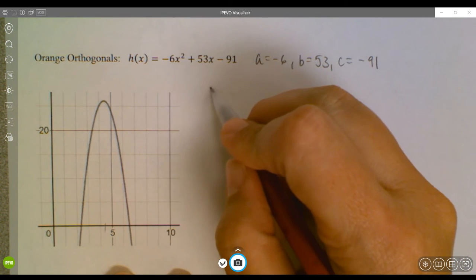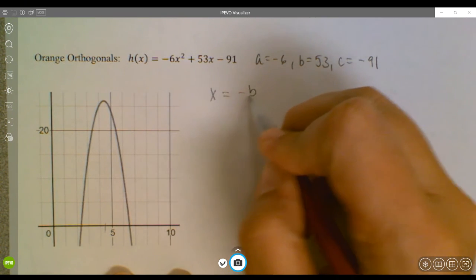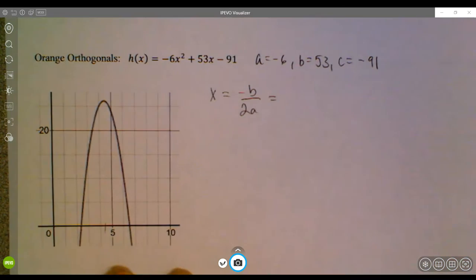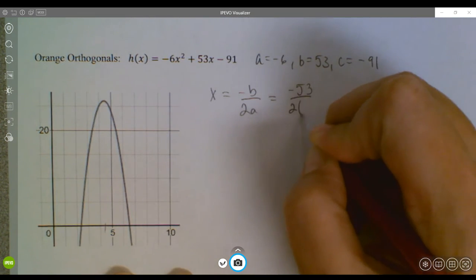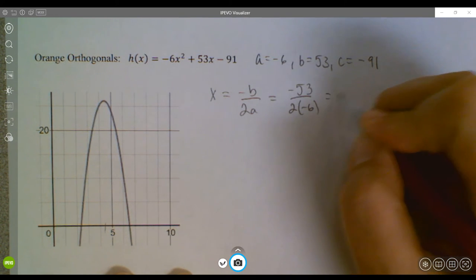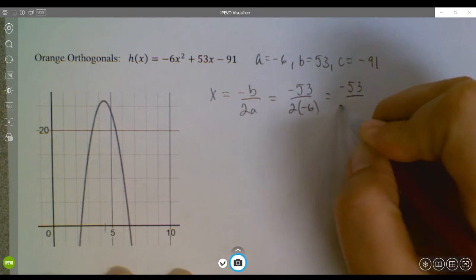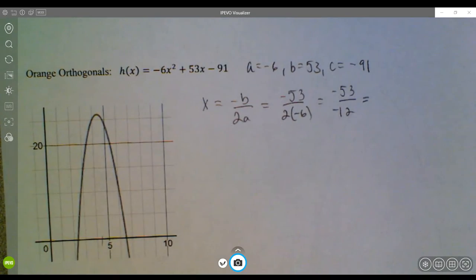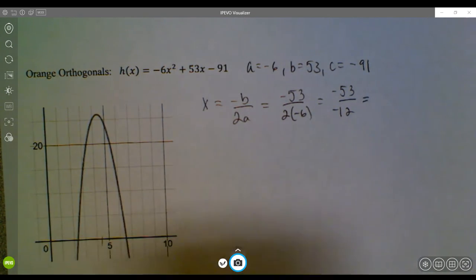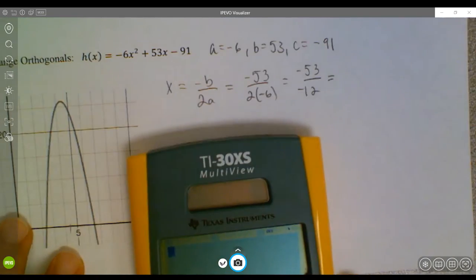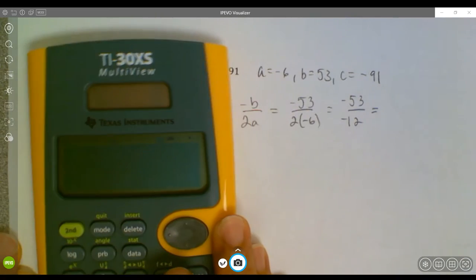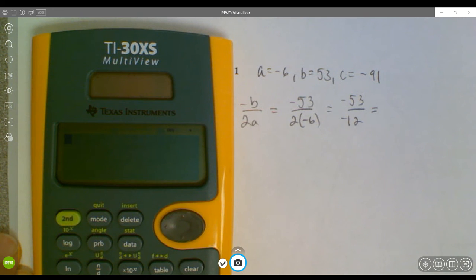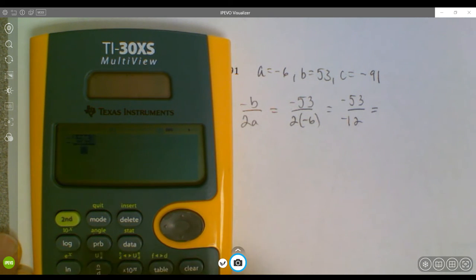So to find the x coordinate of my vertex, remember it's -B divided by 2A. So it's -53 divided by 2 times -6. So we have -53 divided by -12. And it's come to the point where I have to show you, and we have to have a conversation about rounding because it's all proper units and whatnot. So I'm going to take -53 and divide it by -12.